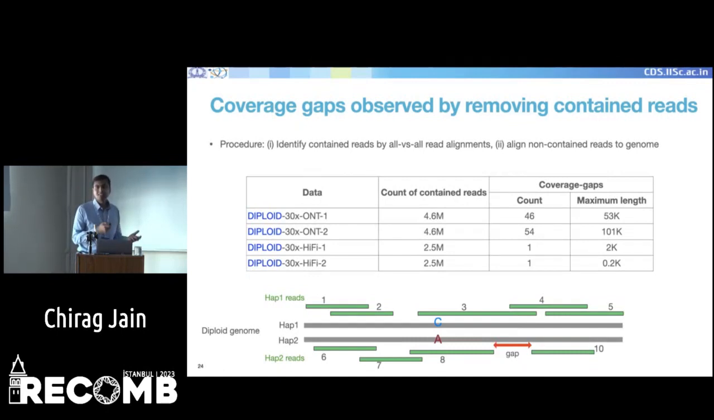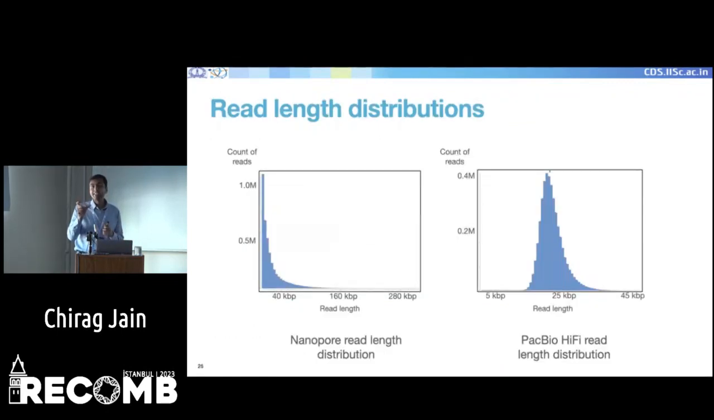So this is the first empirical evidence, and a quantified way of predicting how many coverage gaps are introduced in diploid data. The reason for observing more coverage gaps in nanopore data is obvious, because nanopore follows a skewed read length distribution. So the chance that a read is contained in a longer read is much higher for nanopore data compared to hi-fi.